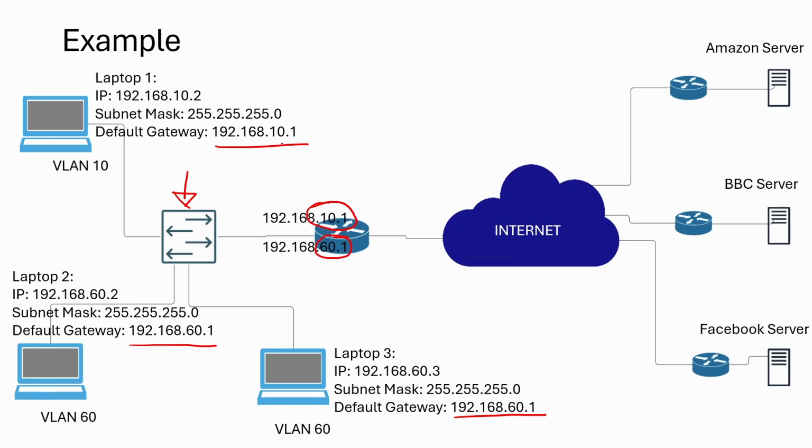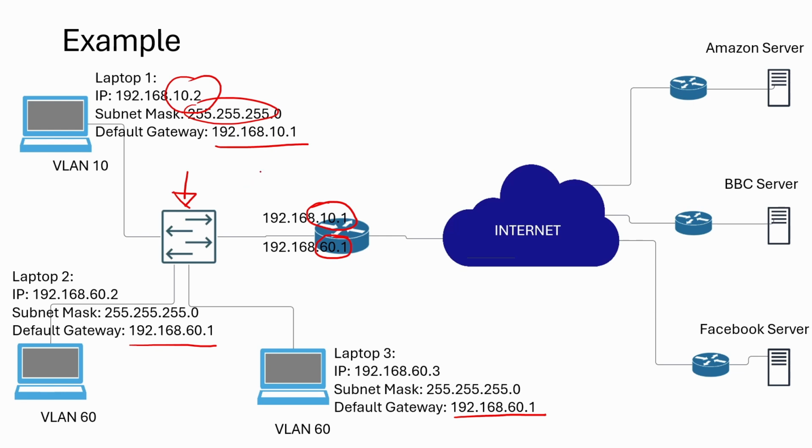Basically, in simple terms, a default gateway is the IP address that your device will go to in order to reach a network that it does not know about. So, for example, if laptop 1 wanted to reach another device on the 192.168.10 network with this subnet mask, it also wouldn't need to route across there.